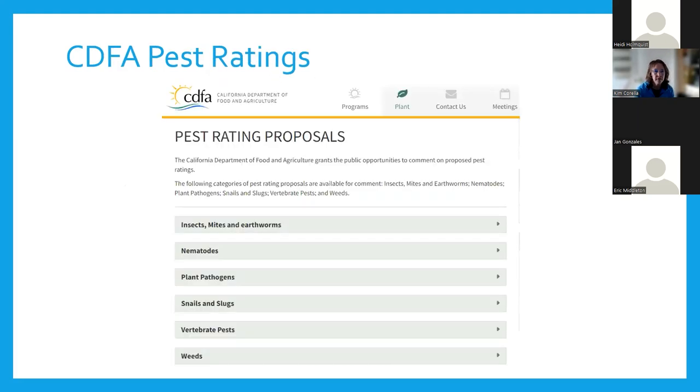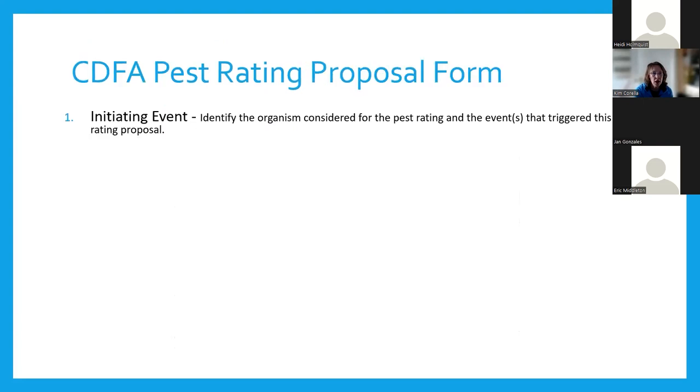So there's a lot of categories that they have these proposals for. As seen here, they categorize them as insect, mites, and earthworms. Nematodes are separate, plant pathogens, snails and slugs, invertebrate pests, and weeds. There's a lot of different varieties of these pest ratings that are received by CDFA. So I'm going to go into what these pest rating proposal forms comprise of and what kind of information they want to have.